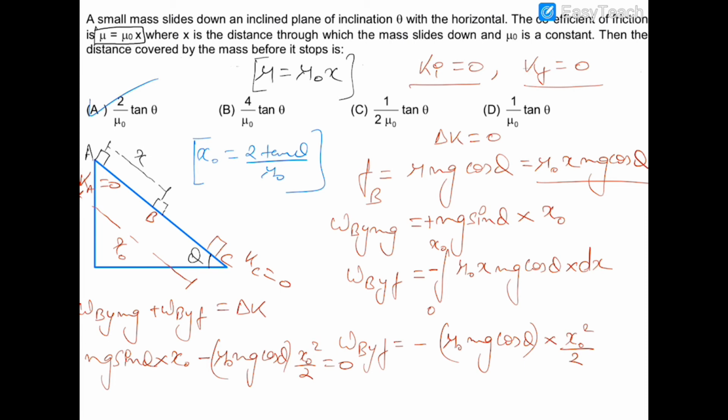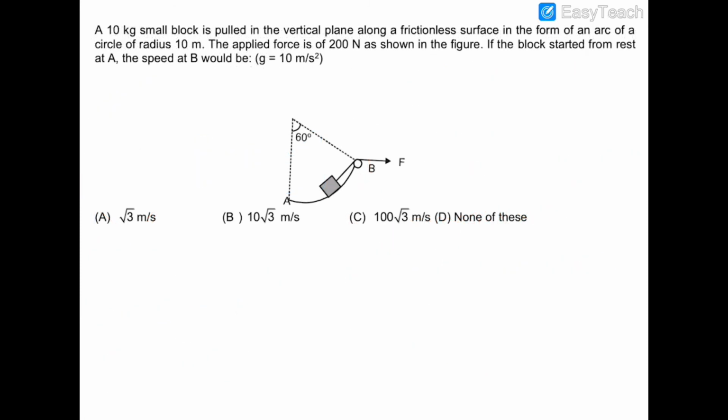Okay, now we move on to the next question. In this question, it is given that a block of 10 kg mass is being pulled on this circular frictionless arc whose radius is 10 meter, and the applied force F is constant throughout, and the value of F is equal to 200 newtons. Now this block has started from rest at point A, and we have to find out its speed at point B. The radius of this arc is also given as 10 meter, and we need to find out the speed of the block at point B.